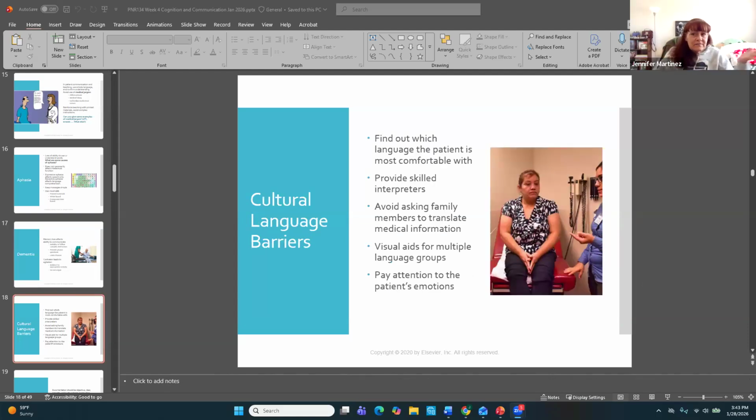So we talked about language, right? If a patient doesn't speak the same language that I speak, we want to find out what language the patient is most comfortable with, right? And so who are the best to provide a go-between with somebody that does not speak our language? What should we do? We have a patient that doesn't speak our language. Who do we go to?